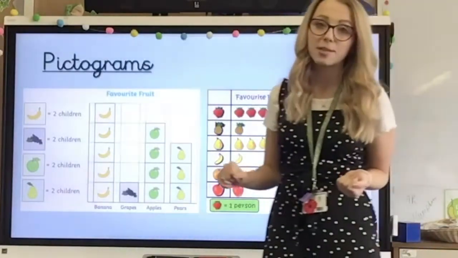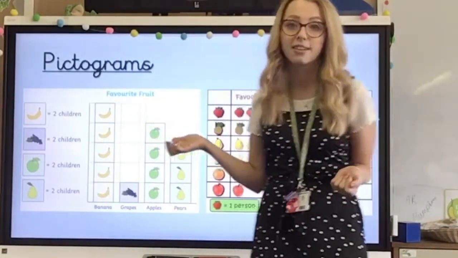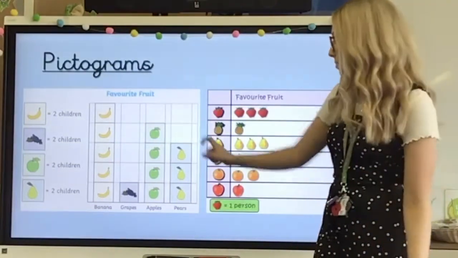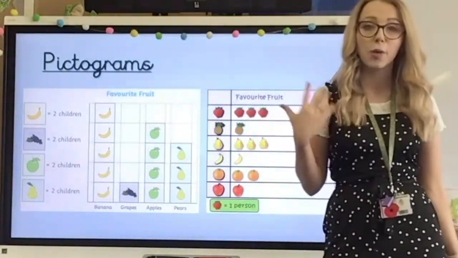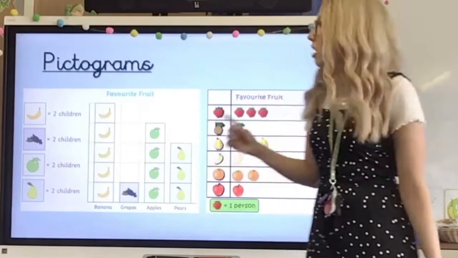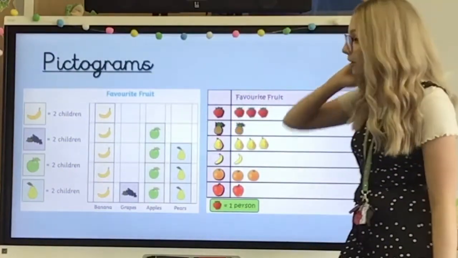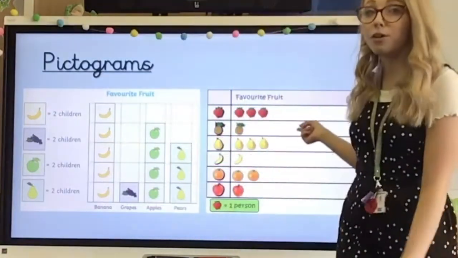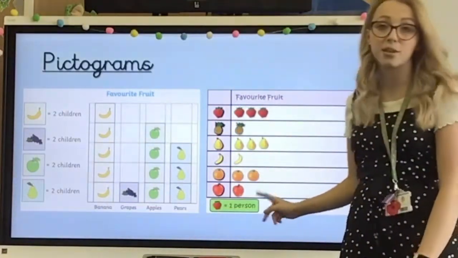So one of the things we're going to be looking at is pictograms, and this is a type of graph where the data is represented through pictures. So each picture might represent 1, 2, 5 or even 10. The one on the left is showing favourite fruit, and each picture represents 2 children picking that fruit. The one on the right, each picture is only representing 1 person.